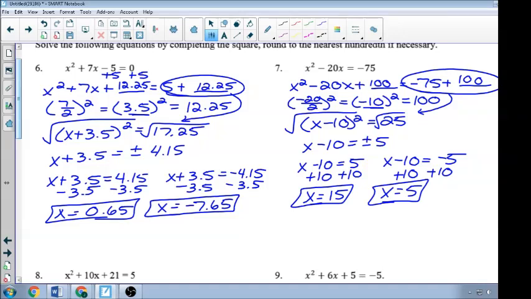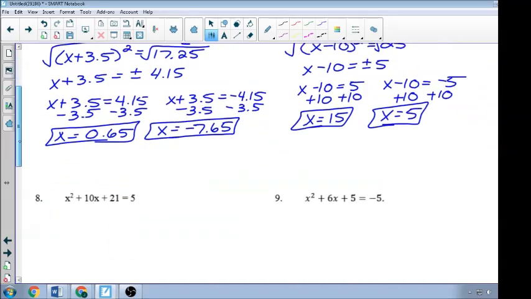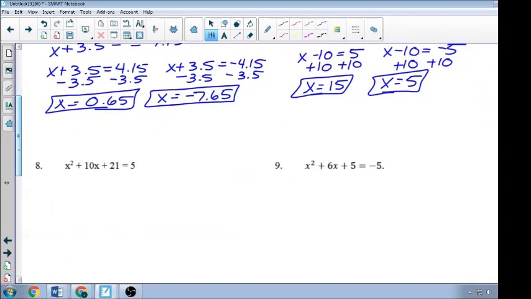Again, what I would like you to do for examples 8 and 9 is go ahead and try those on your own. Don't forget to move the 21 and the 5 before you get started. You have to create those blanks. So why don't you go ahead and try 8 and 9 on your own. Let's see how you can do. When you are done, make sure you unpause the video, check your work against mine, and we'll go from there. Go ahead and pause the video now.